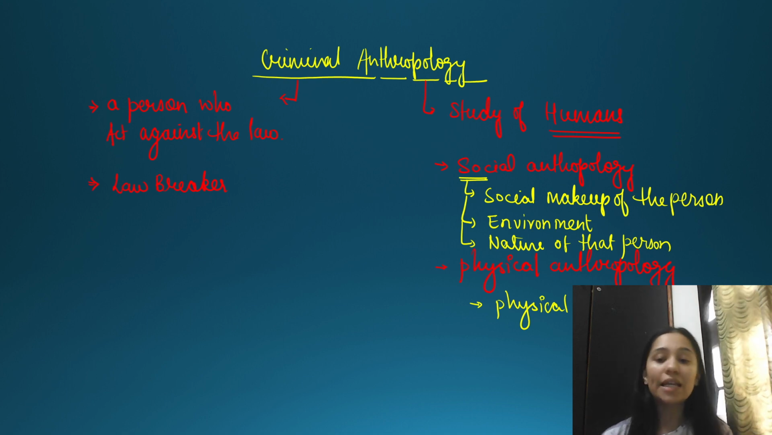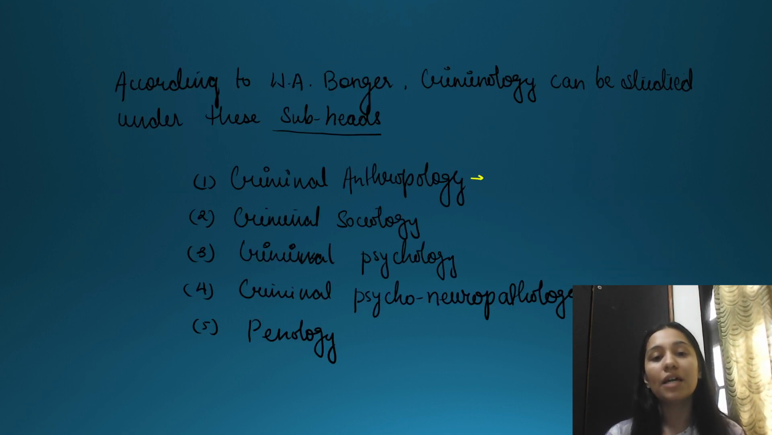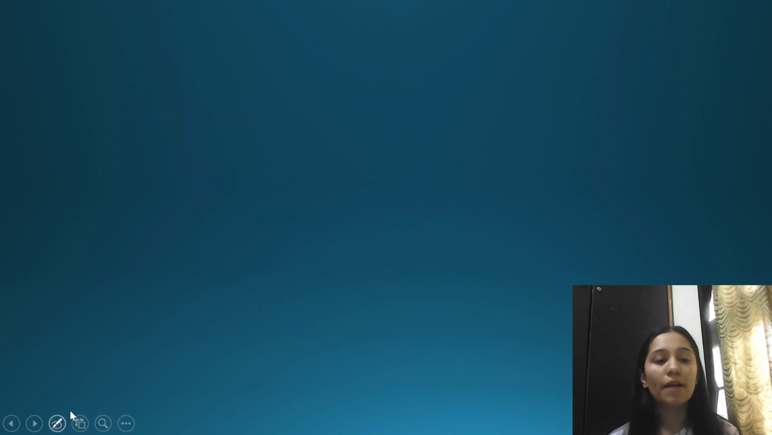Okay, the second thing is criminal sociology. It is basically completely about social things. Criminal sociology deals with that person's social behavior, social makeup, and social involvement in certain things. Okay, then we have criminal psychology.